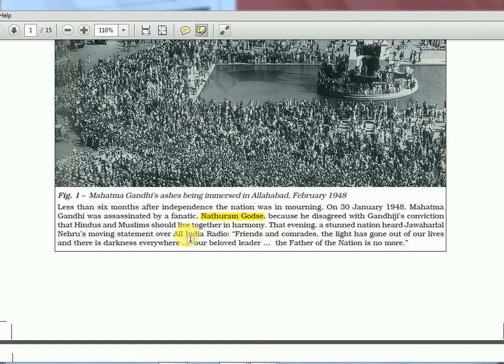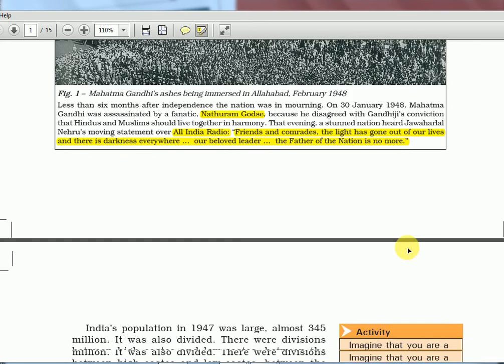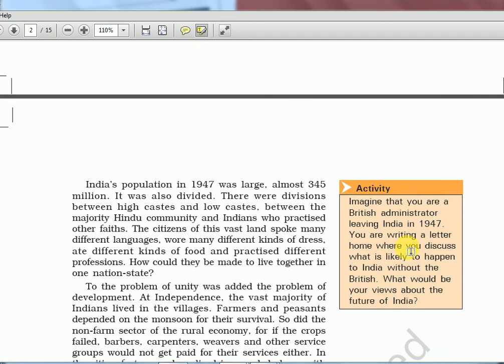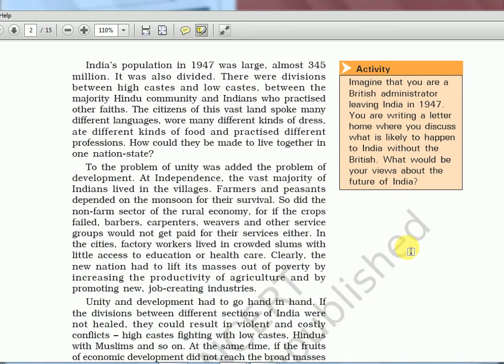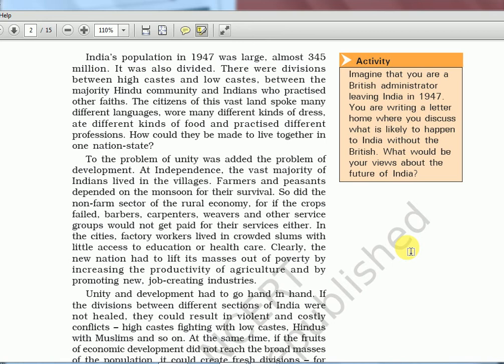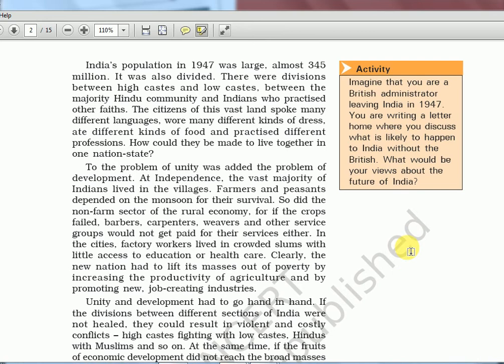The statement of Nehru on All India Radio, many statements he gave on various occasions. This time he said, friends and comrades, the light has gone out of our lives and there is darkness everywhere. Our beloved leader, the father of the nation, is no more. These were the words which Nehru said. Nehru was an excellent orator actually. All his speeches are very good. There were failed policies of Nehru, that is a different thing, but when it comes to speech and diplomacy or foreign policy, he had a great vision.